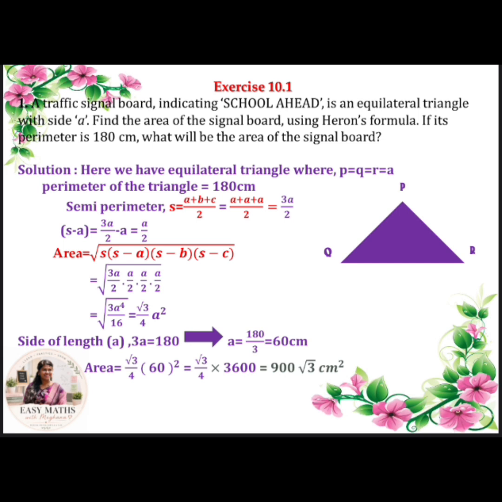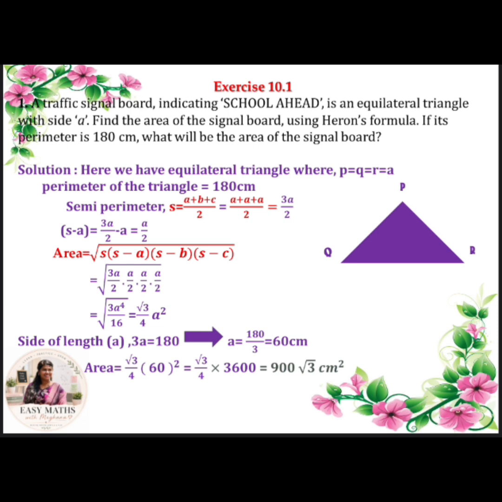Students, you can see here there are three types of triangles. If all the sides are equal, then it is called an equilateral triangle. So in this example, equilateral triangle means all the sides are equal. So we have to take the side as A here. Then I can write PQ is equal to QR is equal to RP is equal to A, meaning the sides PQ, QR and RP are equal to A.